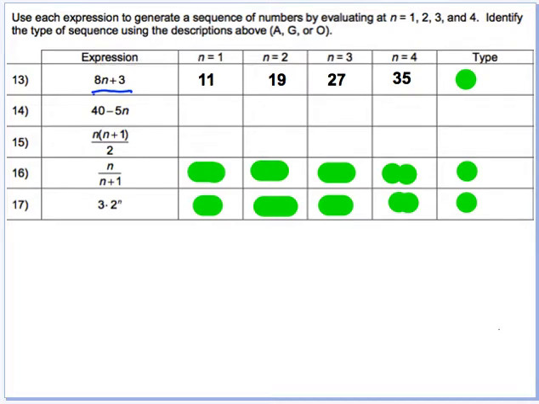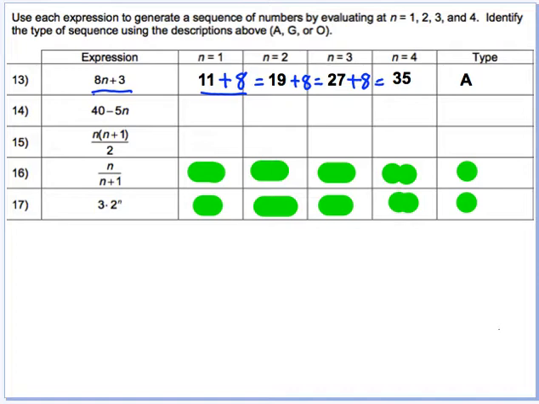Let's see. 19 minus 11 gives me 8. So I'm adding by 8 each time. So 11 plus 8 equals 19. 19 plus 8 equals 27. 27 plus 8 equals 35. So in this case, because I'm adding by 8 each time, the type is going to be arithmetic. All right, let's look at 16 and 17, and then I'll let you do the other two on your own.